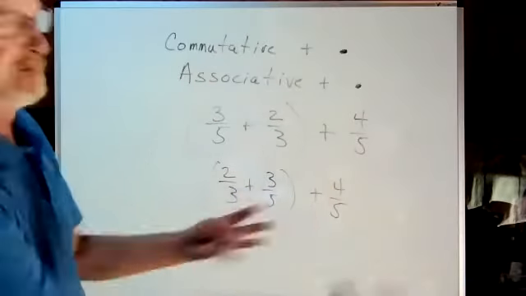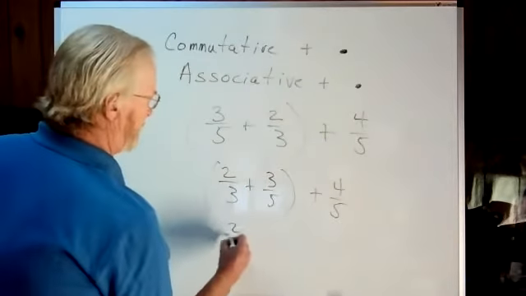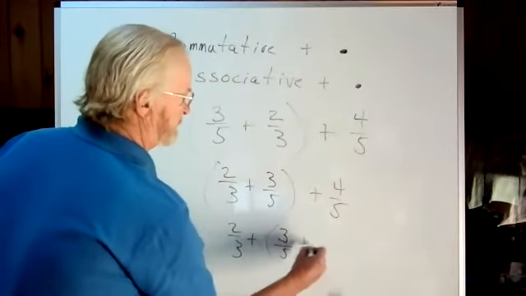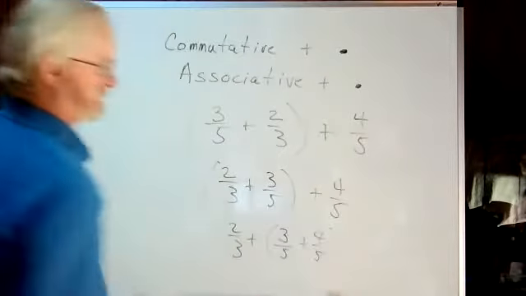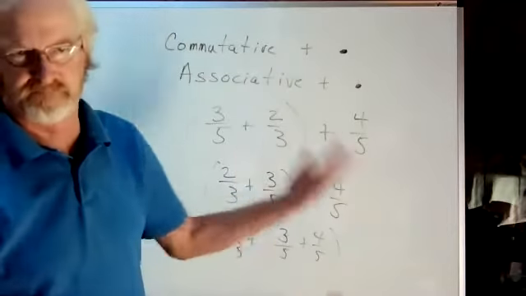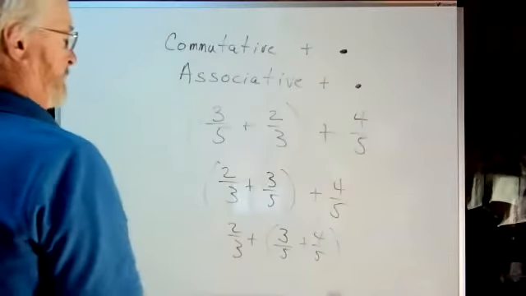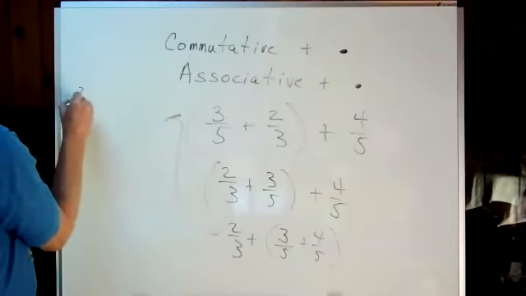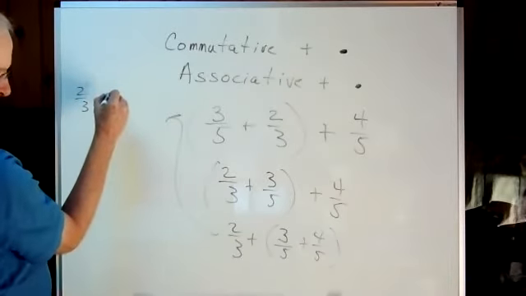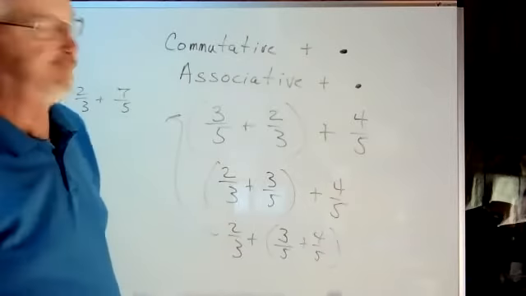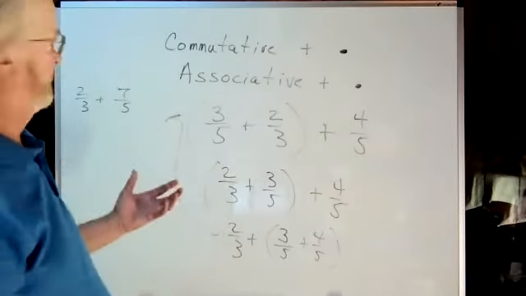Well, what if I group it differently? The associative property says if I choose to group these two together first, I'm going to get the same result. Why would I do that? Because that's fifths plus fifths, which is easier. So then I get 2/3 plus 7/5. Now I still need a common denominator to finish this problem. Hopefully you're okay with that.